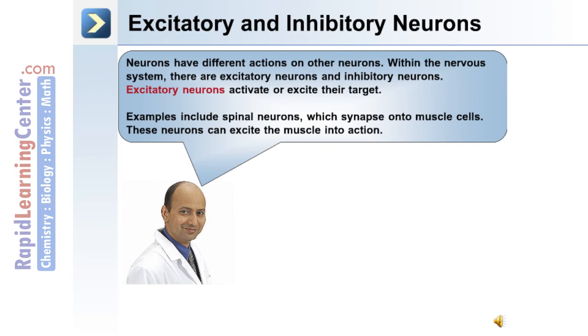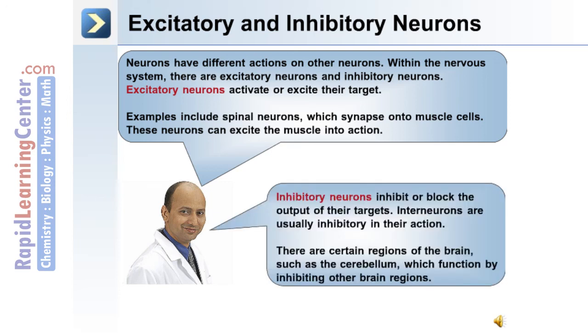Excitatory neurons activate or excite their target. An example are spinal neurons, which synapse onto muscle cells and excite those muscles into action. Inhibitory neurons inhibit or block the output of their targets. Interneurons are usually inhibitory in their action. There are certain regions of the brain, such as the cerebellum, which function by inhibiting other brain regions.